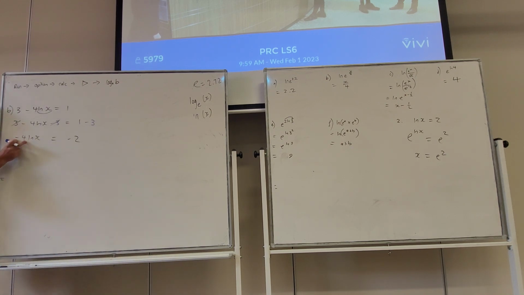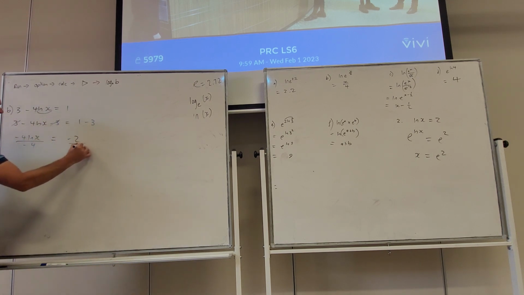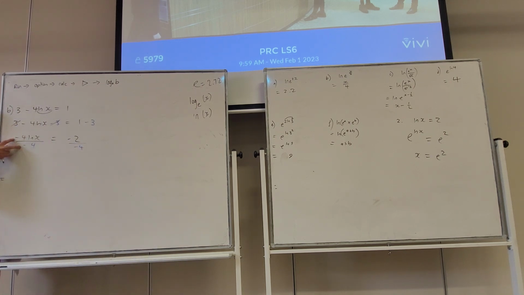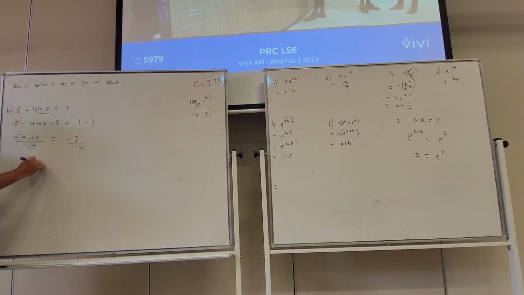Now, here we have minus 4 times ln x. All right, so if we want to get rid of minus 4 times, we're going to divide both sides by minus 4. Divide by minus 4, divide by minus 4. Here I have minus 4 at the top and bottom, so that's going to cancel. All right, and I'm left with ln x equals minus 2 divided by minus 4, which is positive half.